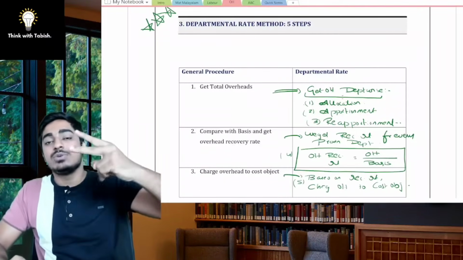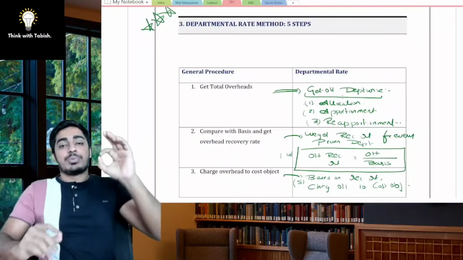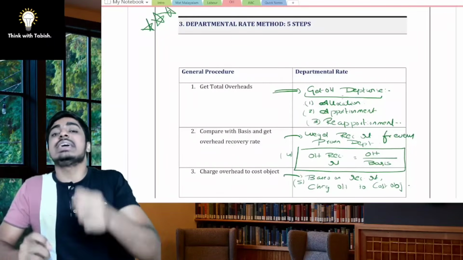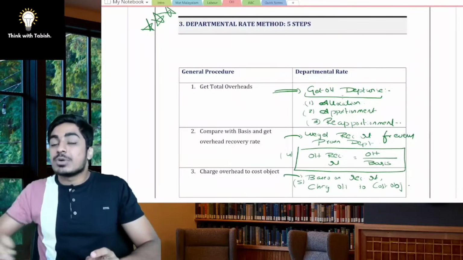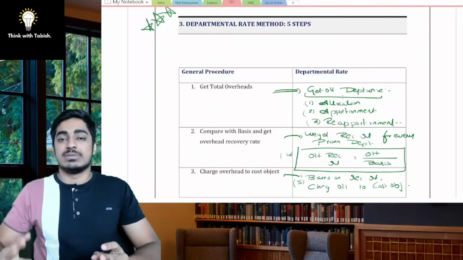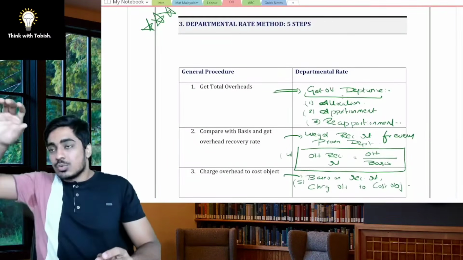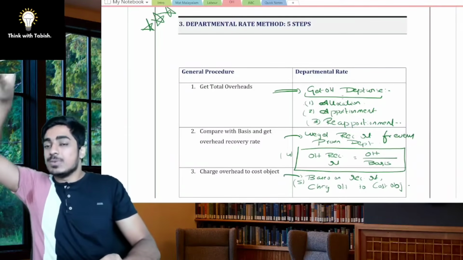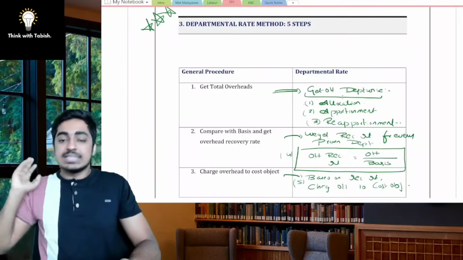We'll be having two different departments. One is the production department, one is the service department. Production department is actually engaged in production of goods or services. Service department is a department which provides service to the production department. It is not actually engaged in production of goods or services. So from the service department, we want to transfer the overhead to the production department. Why we're doing it, we will discuss later.